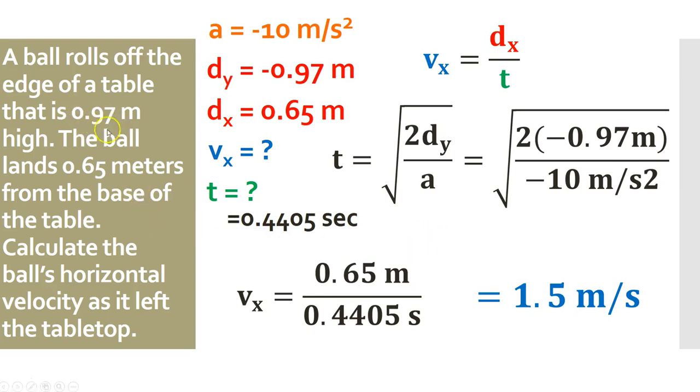So 0.97 meter high table. We've got a ball rolling off the edge of the table at 1.5 meters per second, which means that it lands, boom, 0.65 meters away from the table itself.